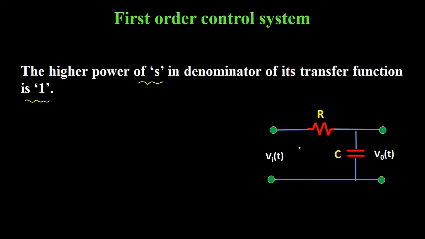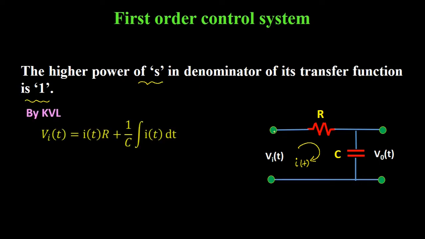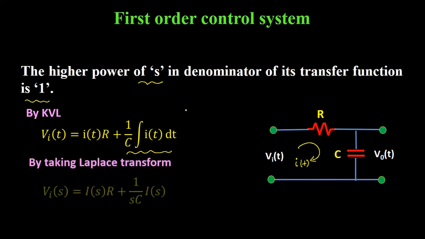In this we apply KVL in this loop. So we take loop current to be equal to i(t). So by KVL we will get v_i(t) is equal to i(t) into R plus 1 upon C integration of i(t) dt. This equation is the equation of the voltage across the capacitor. When we take Laplace transform of this equation, we will get V_i(s) is equal to I(s) into R plus 1 upon sC into I(s). Since the Laplace transform of integration of dt is equal to 1 by s, we are getting this equation here.